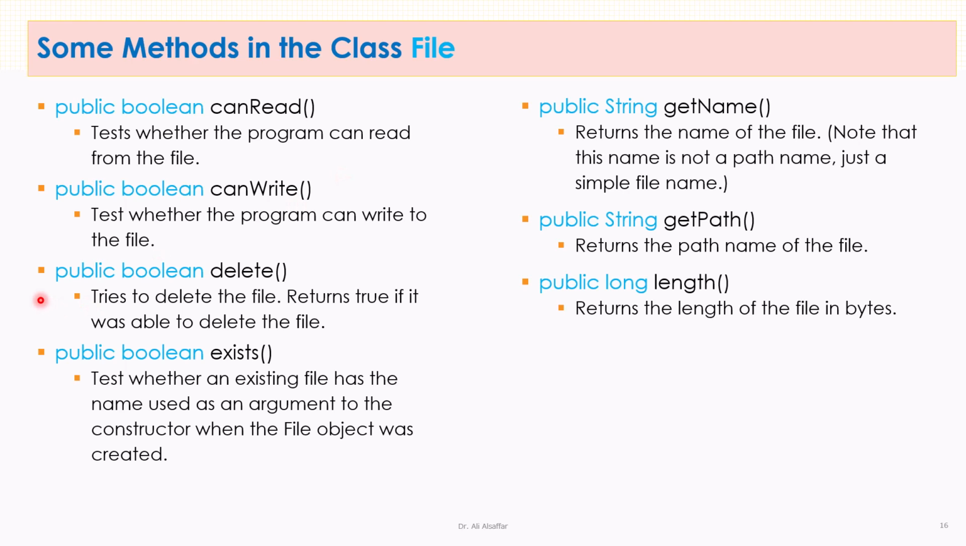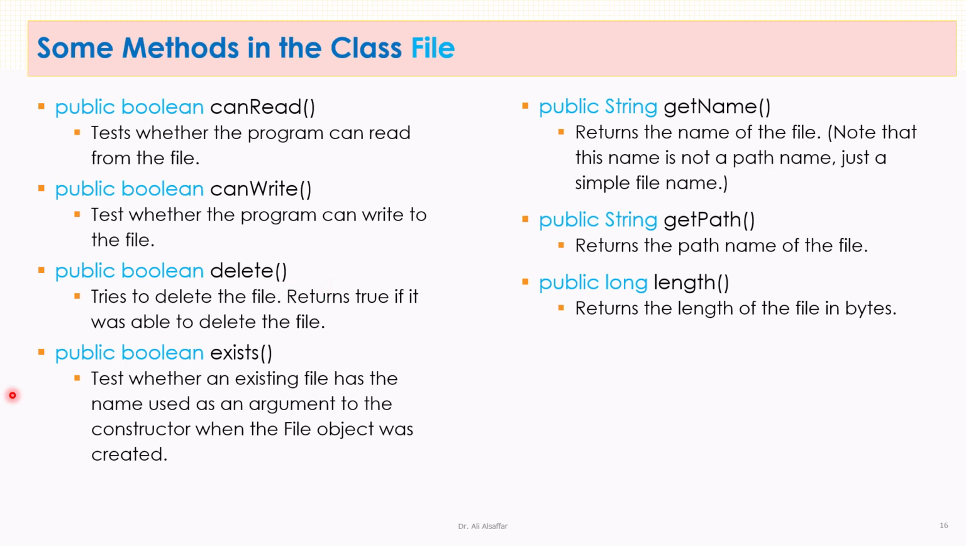The third method is a Boolean method called delete. It is used to delete the file. So what does it do? It tries to delete the file. If the file exists, it will be deleted and it returns true. If the file does not exist, then nothing happens but it returns false.